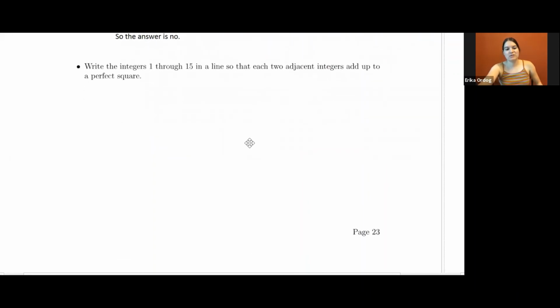Okay, and our last problem, an interesting application. We want to write the integers 1 through 15 in a line so that each two adjacent integers add up to a perfect square. So a perfect square is like 1, which is 1 squared, 4, which is 2 squared, 9, which is 3 squared, etc. So think about how this relates to graph theory and try to solve this on your own. Pause the video and then come back.